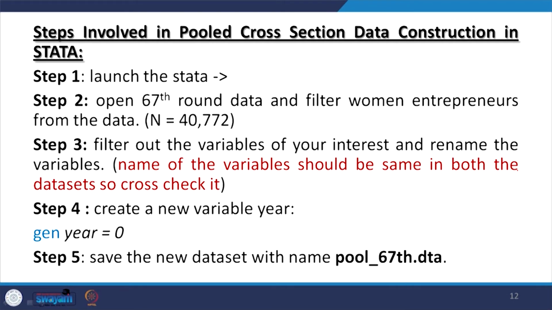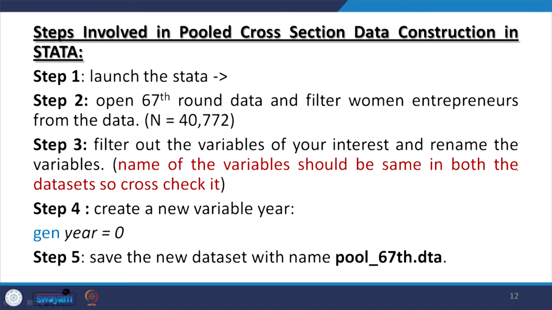Now, you simply open the 67 round data, which we already guided earlier. It contains 40,772 observations, they are women entrepreneurs. Now filter the variables of your interest and rename them, like the variables which we already listed. You can also change them on your own, but try to give the same names in both the rounds. Okay, and create a new variable.